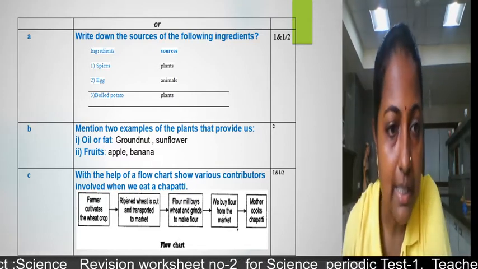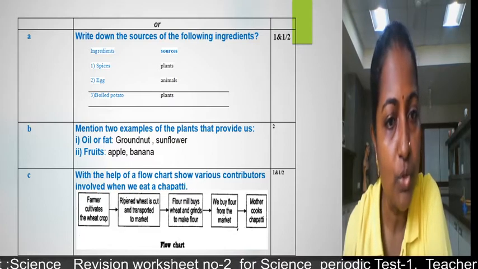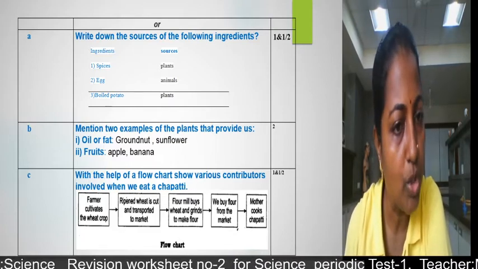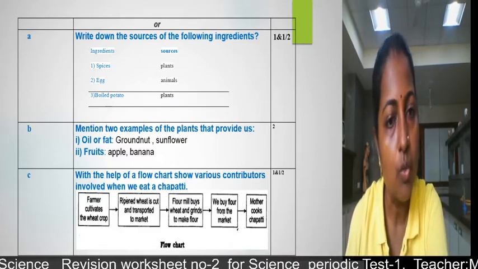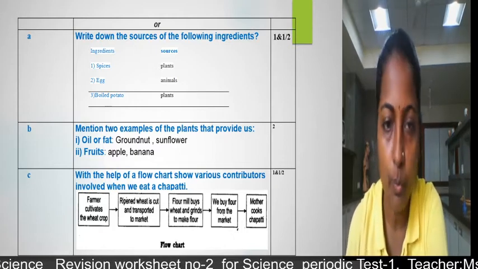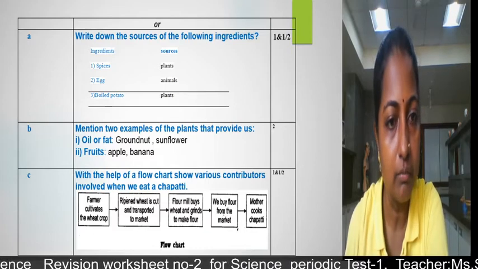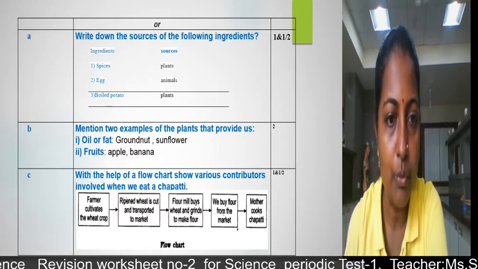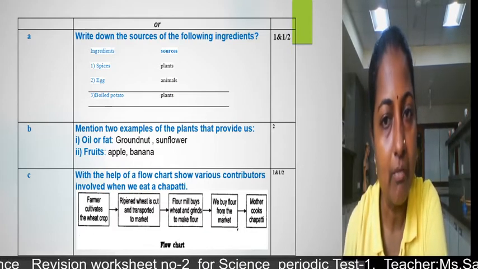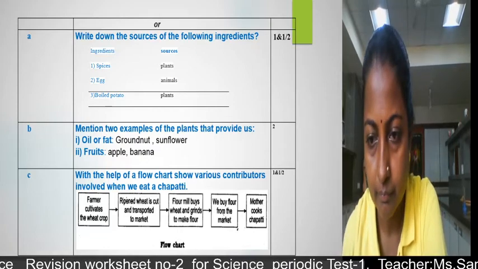And question number C, with the help of a flow chart, show various contributions involved when you eat chapati. So all steps should be there in the flow chart. If you write all the steps or contributions correctly, that will be for 1.5 mark.